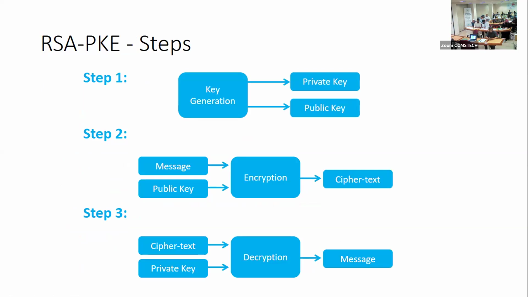First step, key generation, which we also call key gen. Second step, encryption, in which we take a message and a public key and we generate a ciphertext. And step 3 is we take the ciphertext and private key and get the message back. Okay, so key gen, encrypt, decrypt. Very simple, right?